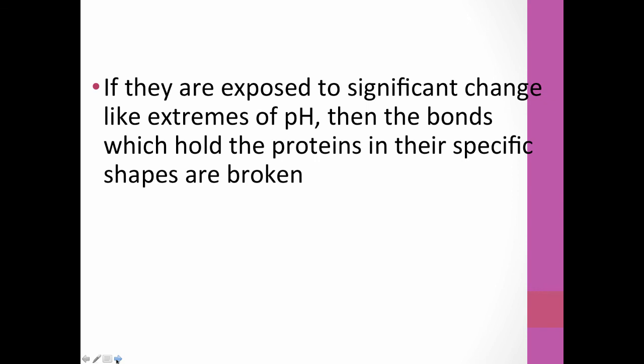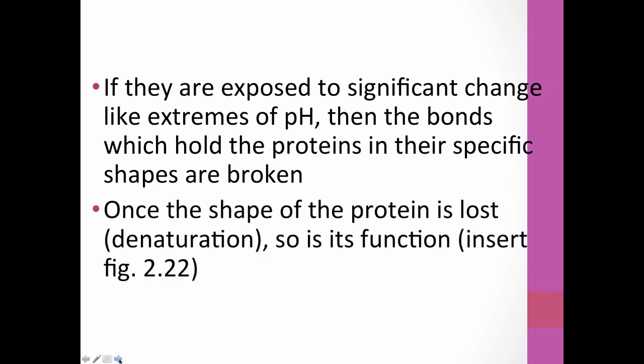So the hemoglobin protein itself would have a tertiary structure, but the presence of that other group gives you the quaternary structure. If we expose proteins to significant changes like extremes of pH or temperature, then the bonds that hold the proteins together can be broken. So unlike a covalent bond, those intermolecular forces are a lot weaker. It doesn't take a lot of energy to disrupt the intermolecular forces. So if you add a little bit of heat, you're going to disrupt the intermolecular forces, and the protein is going to lose its 3D shape. Once you lose the 3D shape, you'll also lose its function, and that is a process called denaturation.